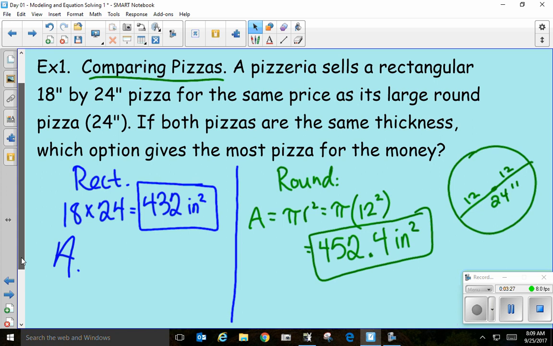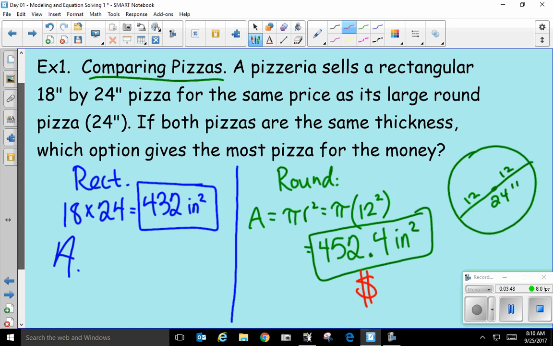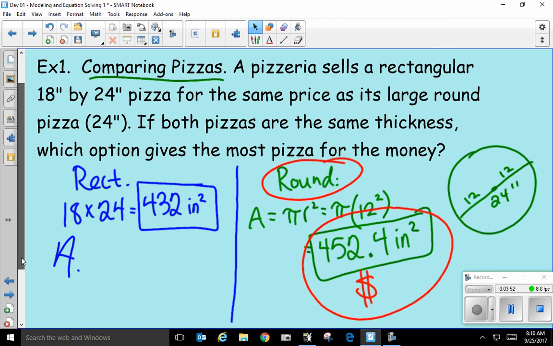A round pizza is not the same as a rectangular one. That's why they don't have the same formula to figure out the area. A sheet pizza might be bigger than that 18 by 24. So this is obviously more pizza for the money right here, the round one. All right? Easy.